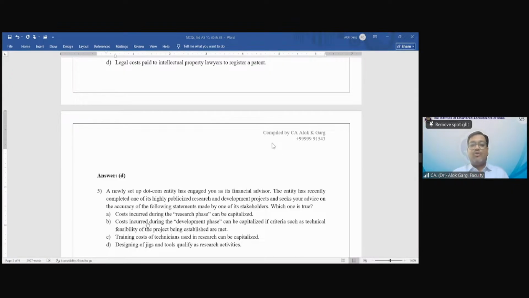Yes. So cost incurred during the development phase can be capitalized if criteria such as technical feasibility of the project being established are met. Right? So B for Bombay is the right answer.